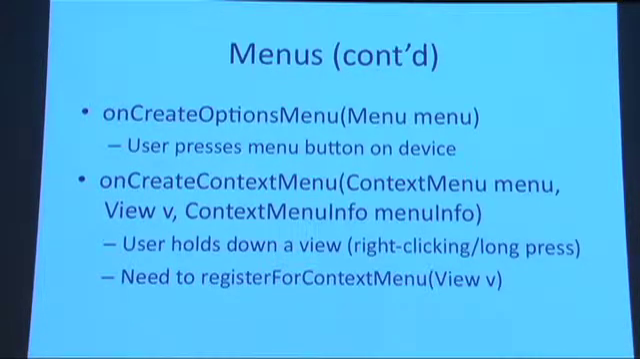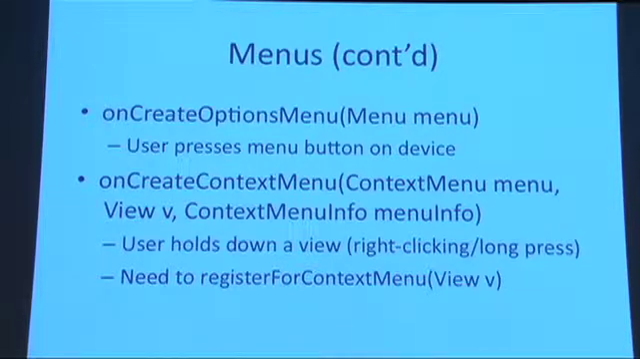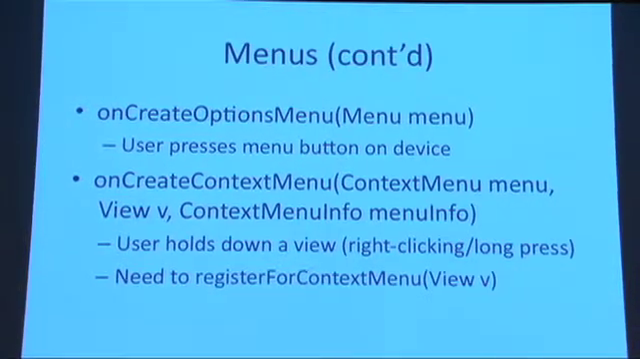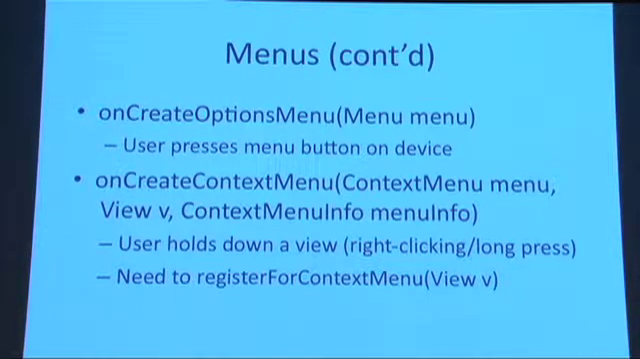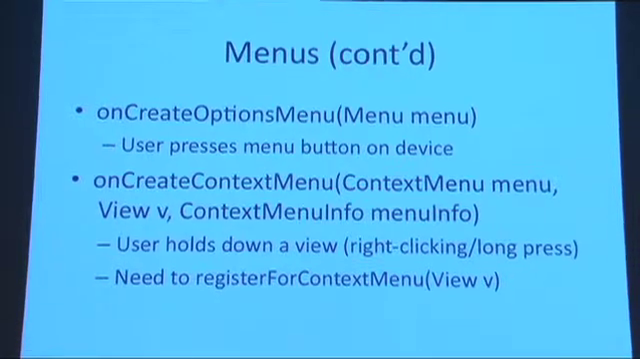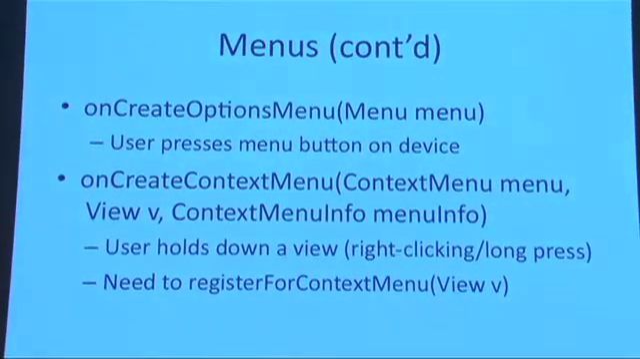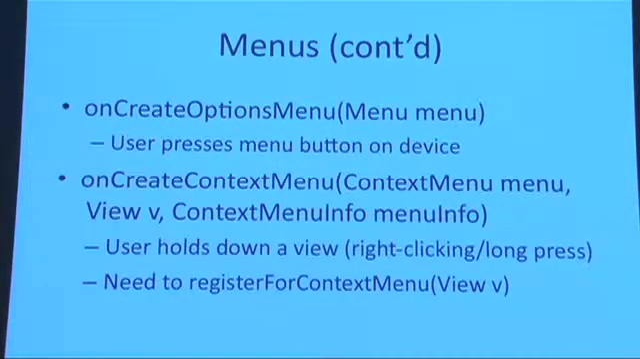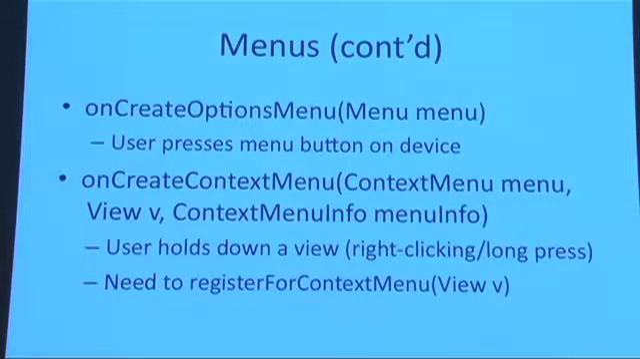The second command would be onCreateContextMenu, with all these parameters there. This is when a user holds down a view, either by right-clicking it if you have some kind of keyboard phone, or by long pressing something. An example would be in the Gmail Android app, where you long press a message and a list of things comes out, somewhere in there you have the delete. The next thing is that you need to register for this context menu, and you need to write some lines of code for that part.